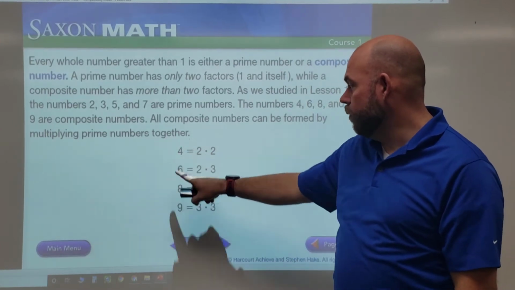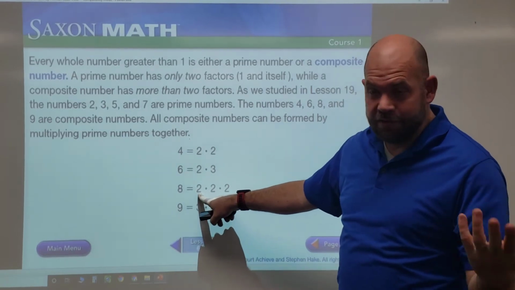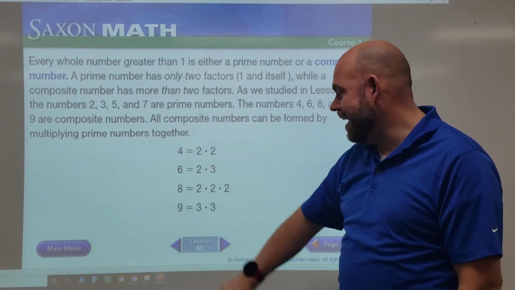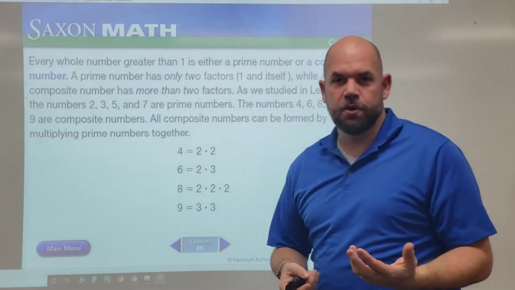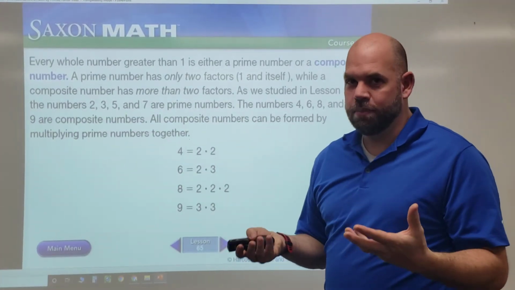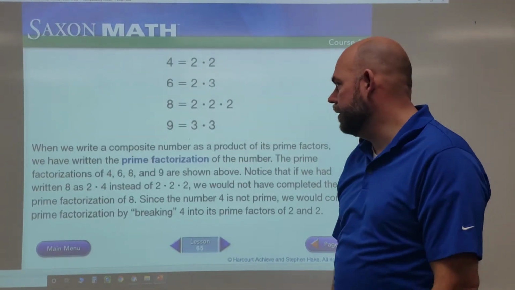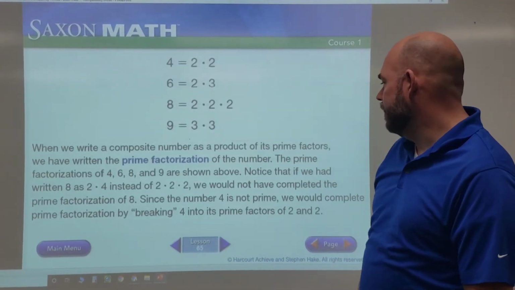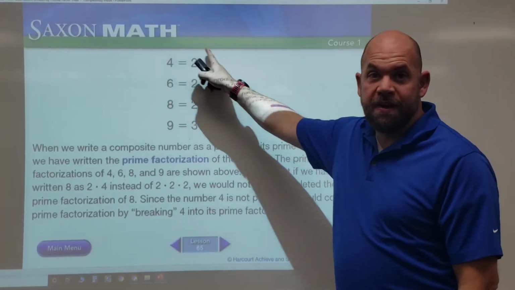So 2 times 2 is 4, 2 times 3, those are both prime, equals 6. 2, again, is a prime number. 2 times 2 times 2 equals 8. And 3 times 3 equals 9. So any composite number is going to be a bunch of prime numbers multiplied together. We see that here again. When we write a composite number as a product of its prime numbers, we have prime factorization. So this is the prime factorization.